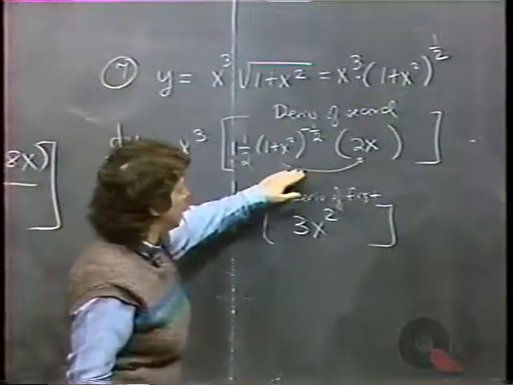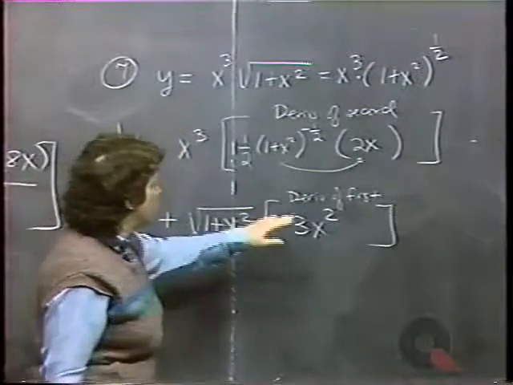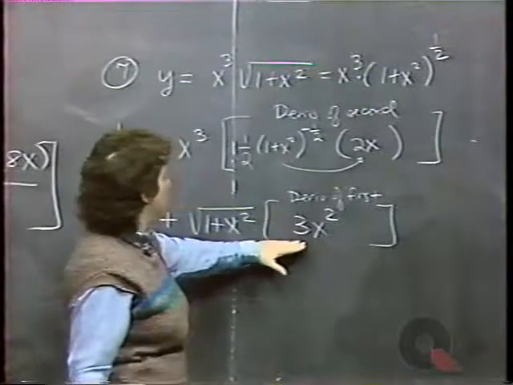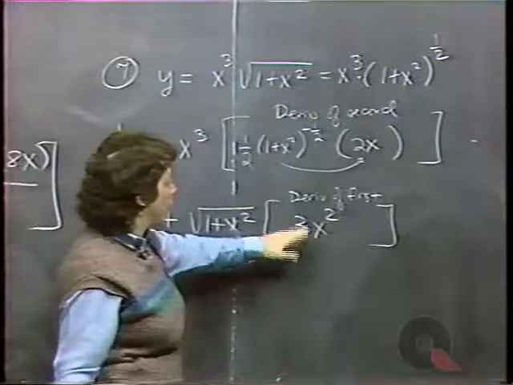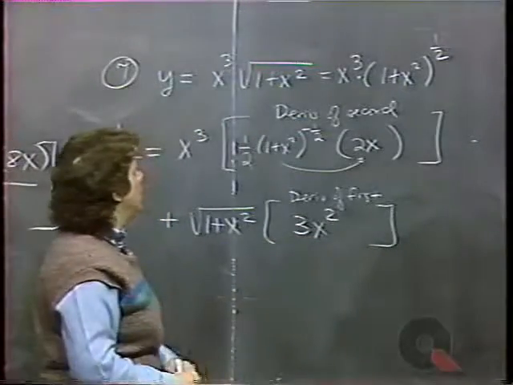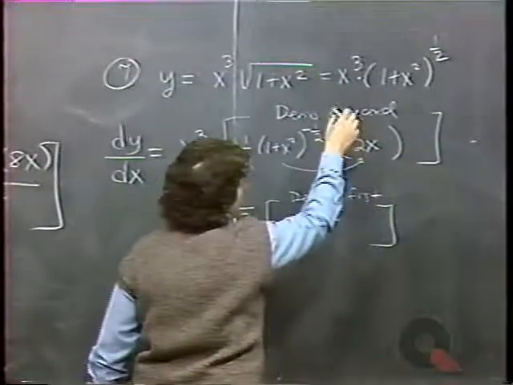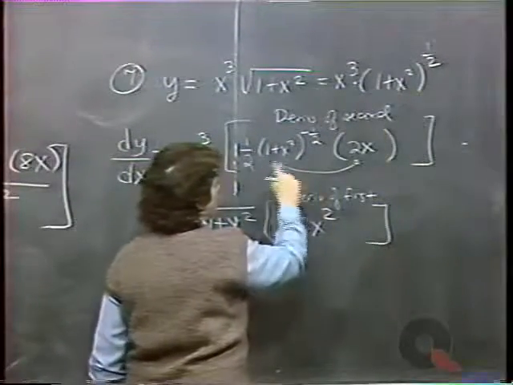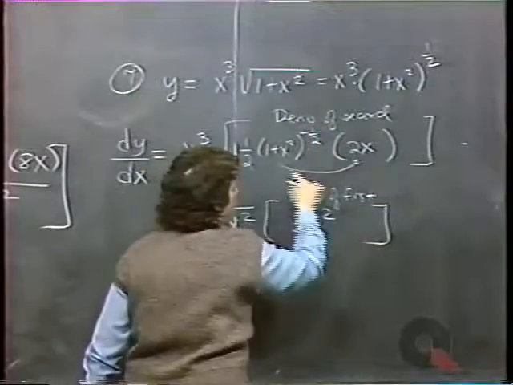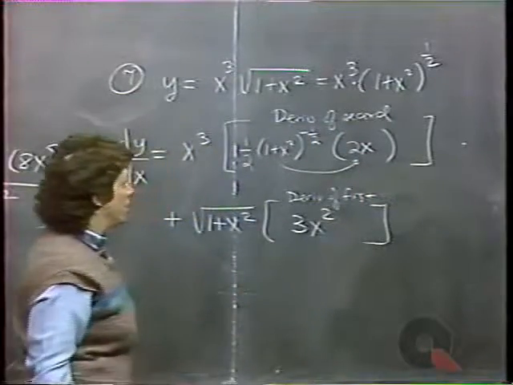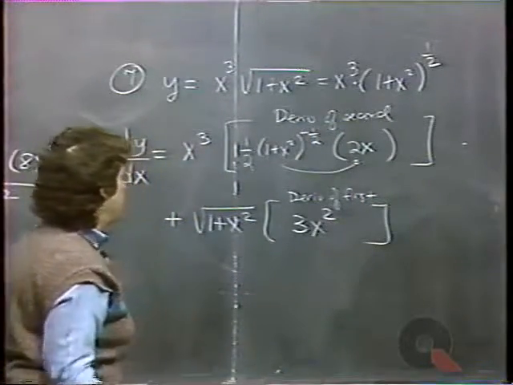First times the derivative of the second, plus the second times the derivative of the first. The derivative of the first was easy enough. That was just x to the third power. The derivative was 3x squared. The derivative of the second required the use of the power rule. The derivative of a function to a power is the power times the function to the 1 less power times the derivative of the inside. Okay?